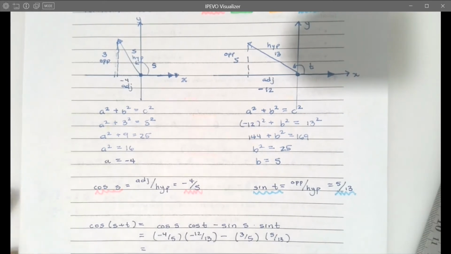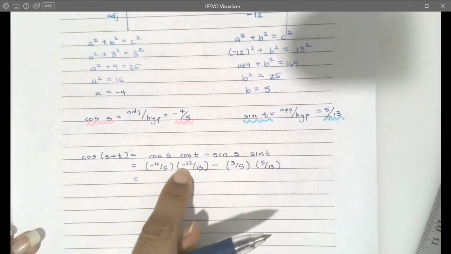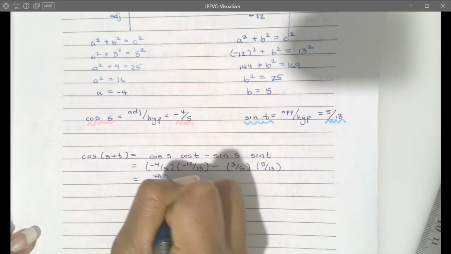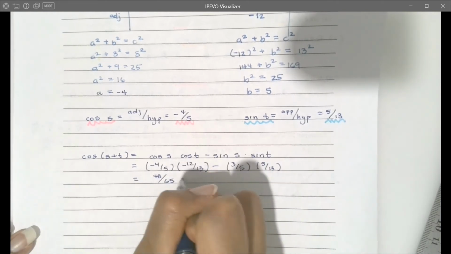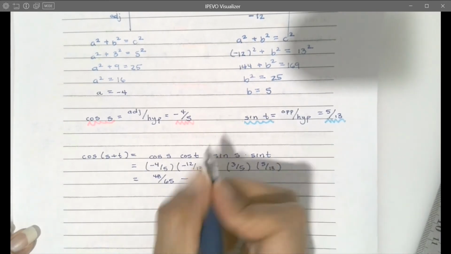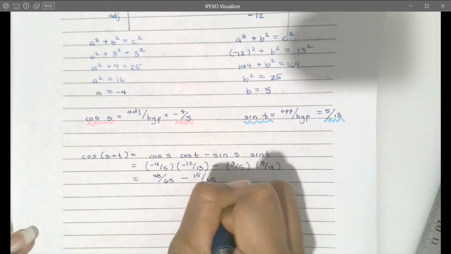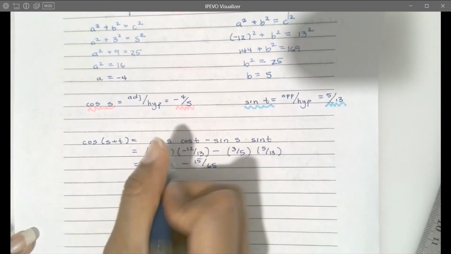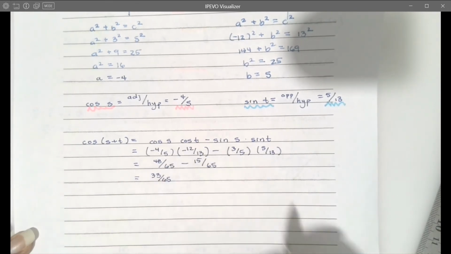Okay, so now it's just a matter of simplifying the computation. So negative times negative will be positive. 4 times 12 will give us 48. 5 times 13, that'll give us 65. Minus 3 times 5 will be 15. 5 times 13, again, that's 65. Now 48 minus 15, that's going to give us 33 over 65. And that would be our final answer.